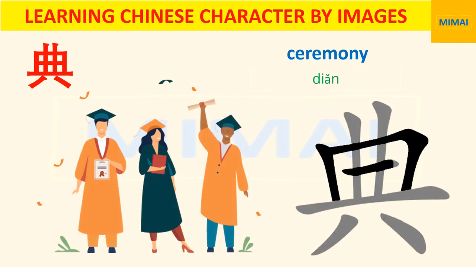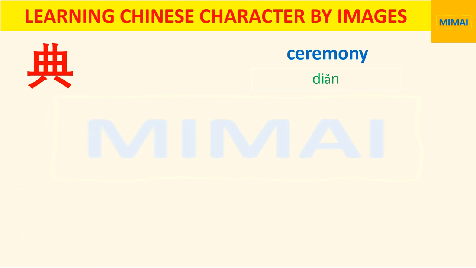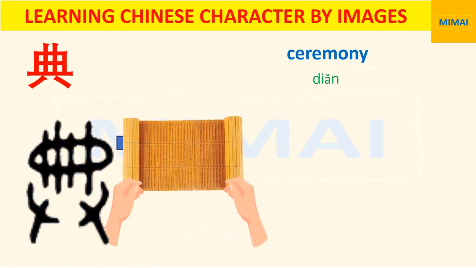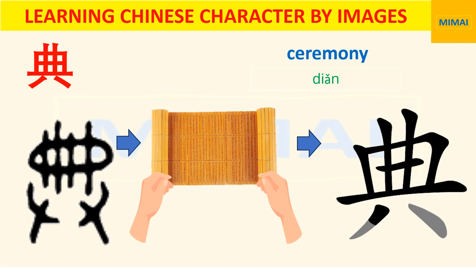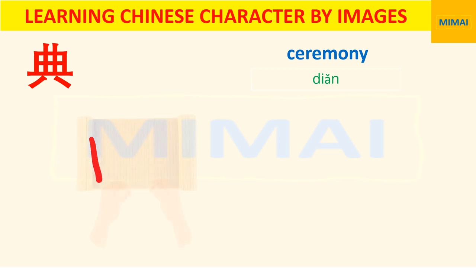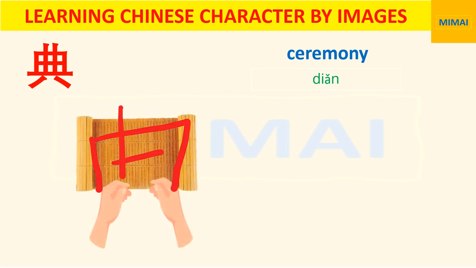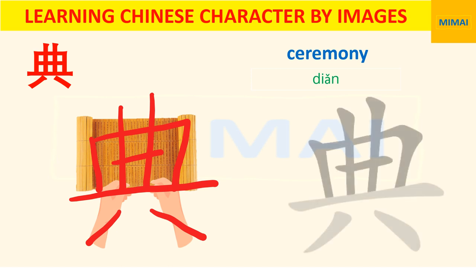Ceremony. 典. This character looks like two hands are holding a bamboo sheet to read in an ancient ceremony in China. It is drawn with the shape of two hands at the bottom. Above that is the shape of the bamboo sheet with two axles, the short line inside for bamboo material, the long line at bottom for the sheet.